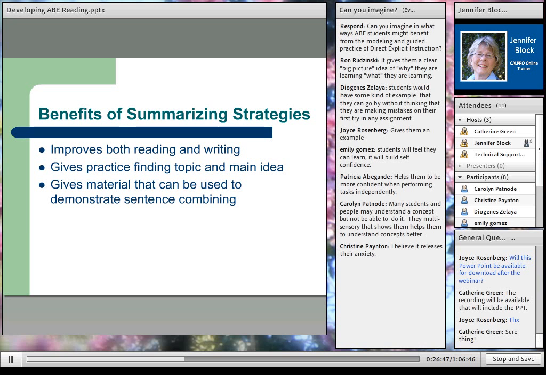Summarizing strategies will also give you material that can be used to demonstrate sentence combining. And if any of you have looked at the sentence combining research, this is now the model for teaching grammar, is to use students' own sentences to teach grammar. And it has been found to be a very effective method for doing that.